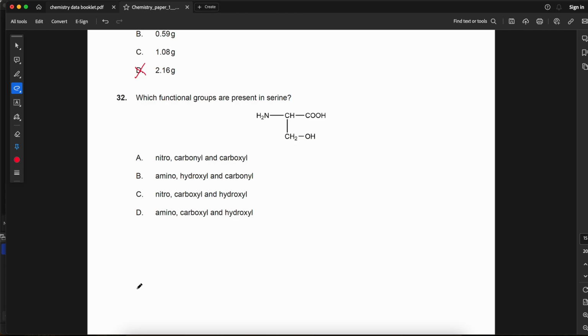Which functional groups are present in serine? This amino, this carboxylic acid, this hydroxyl group. So the answer will be D.